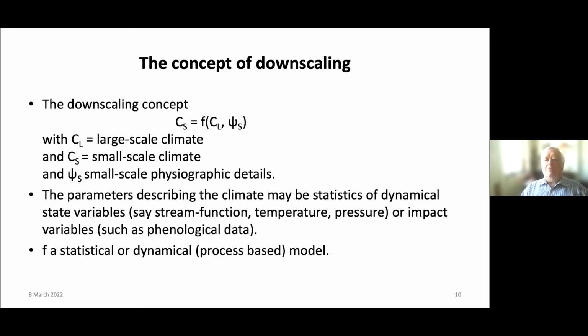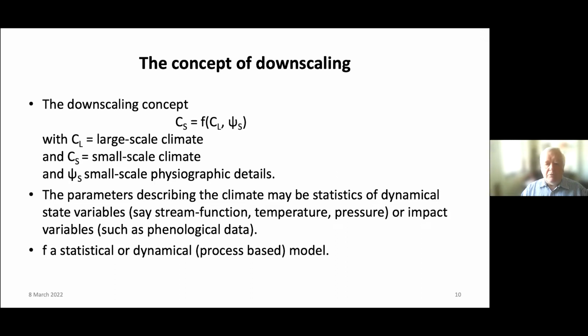Now, if we come to the concept of downscaling, this is formally given by this little, I don't want to call it equation, namely that the small-scale climate, that's the statistics of some weather variables, is given as a function of two things, namely the large-scale climate statistics, or the climate state, and psi s, that's the small-scale physiographic details. So if you know the large-scale climate state and you know the small-scale physiographic details, then you can derive to some extent the small-scale climate.